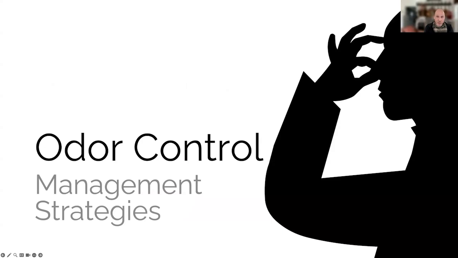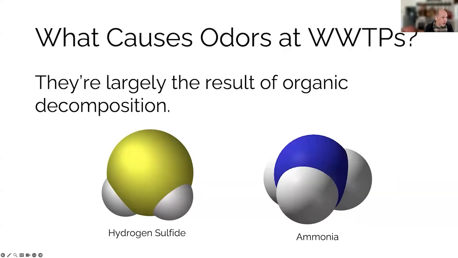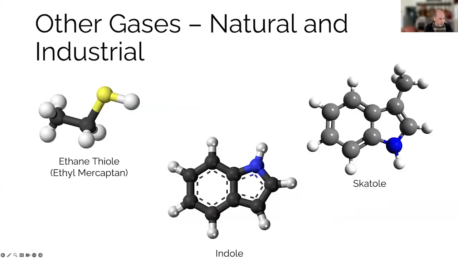There are a lot of complicated ways to do odor control that we're not going to go into today, but there are a lot of different kinds of gases that are produced as part of natural decomposition. Hydrogen sulfide, ammonia, ethane, indole, skatole. None of these smell very good. And if your plant is not well run, they can build up.